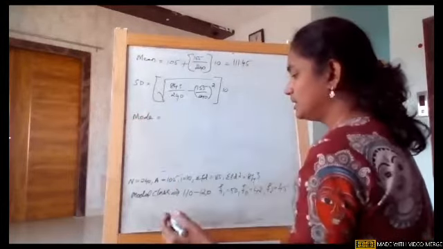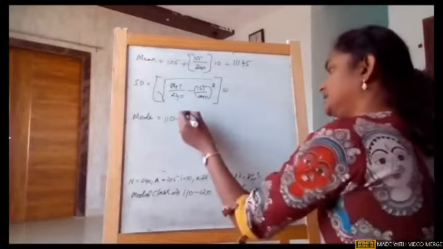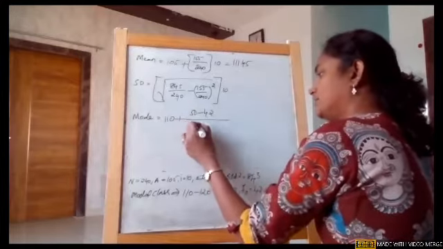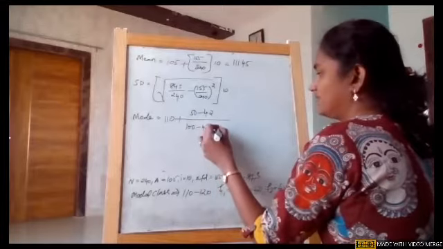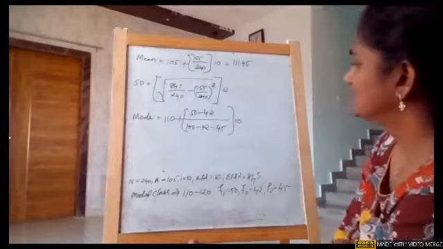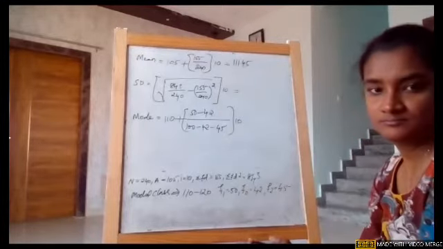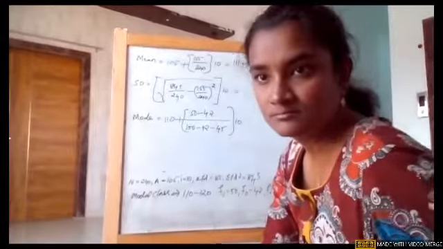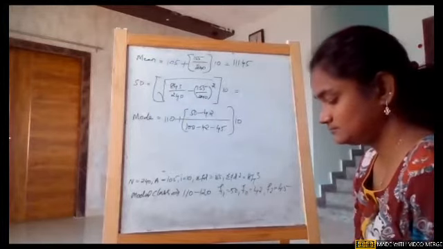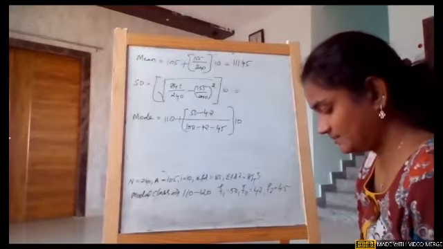So mode is equal to the lower limit, which is 110, plus F1, which is 50, minus F0, 42, divided by 2 into F1, which is 100, minus 42 minus 45, into 10. So tell me the values. 843 divided by 240.